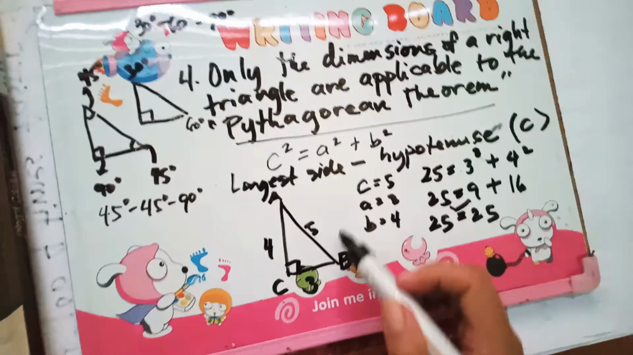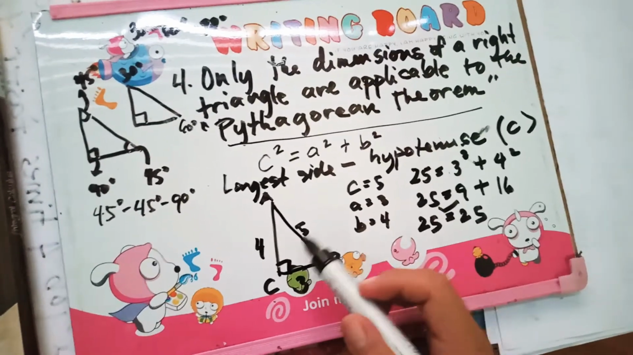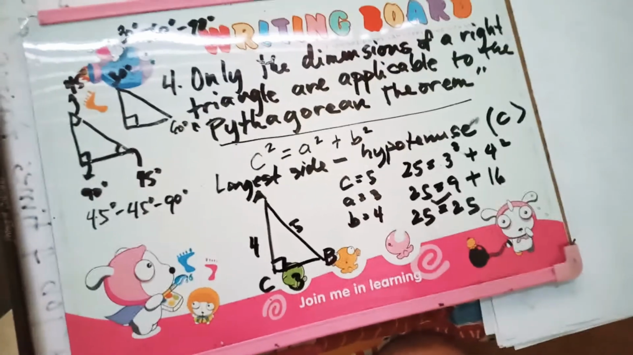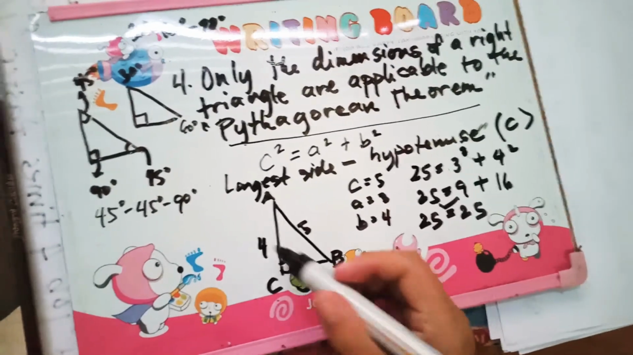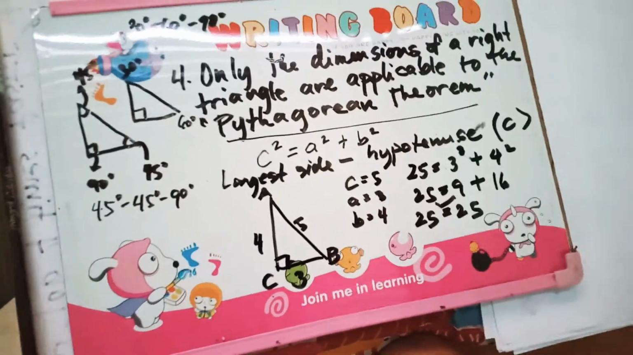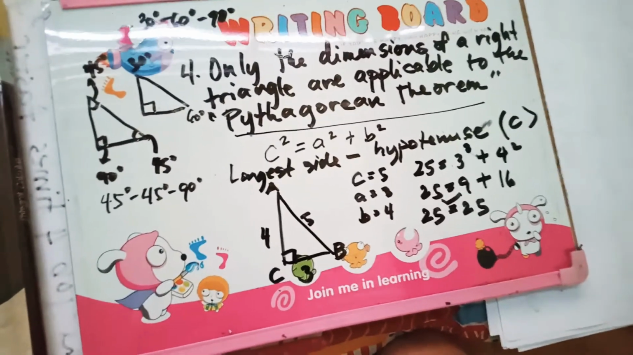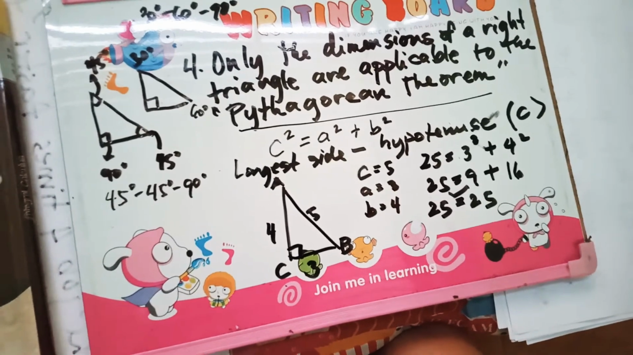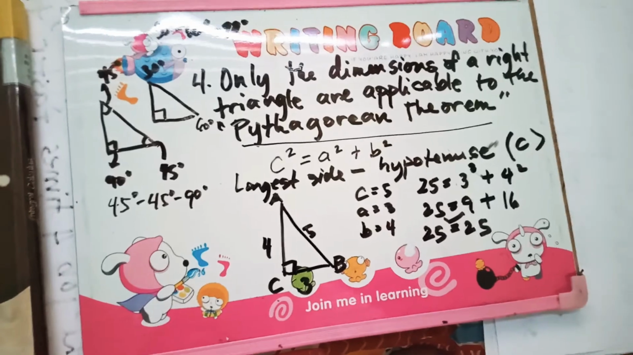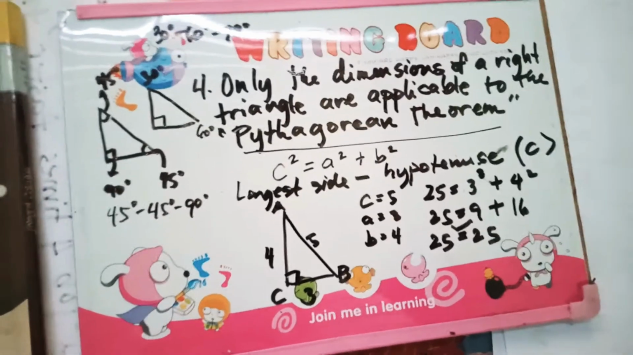That the square of your C should always be equal to the sum of the squares of the other two sides. Okay? So, that is your property number 4. Okay? For property number 5, let's erase this first.